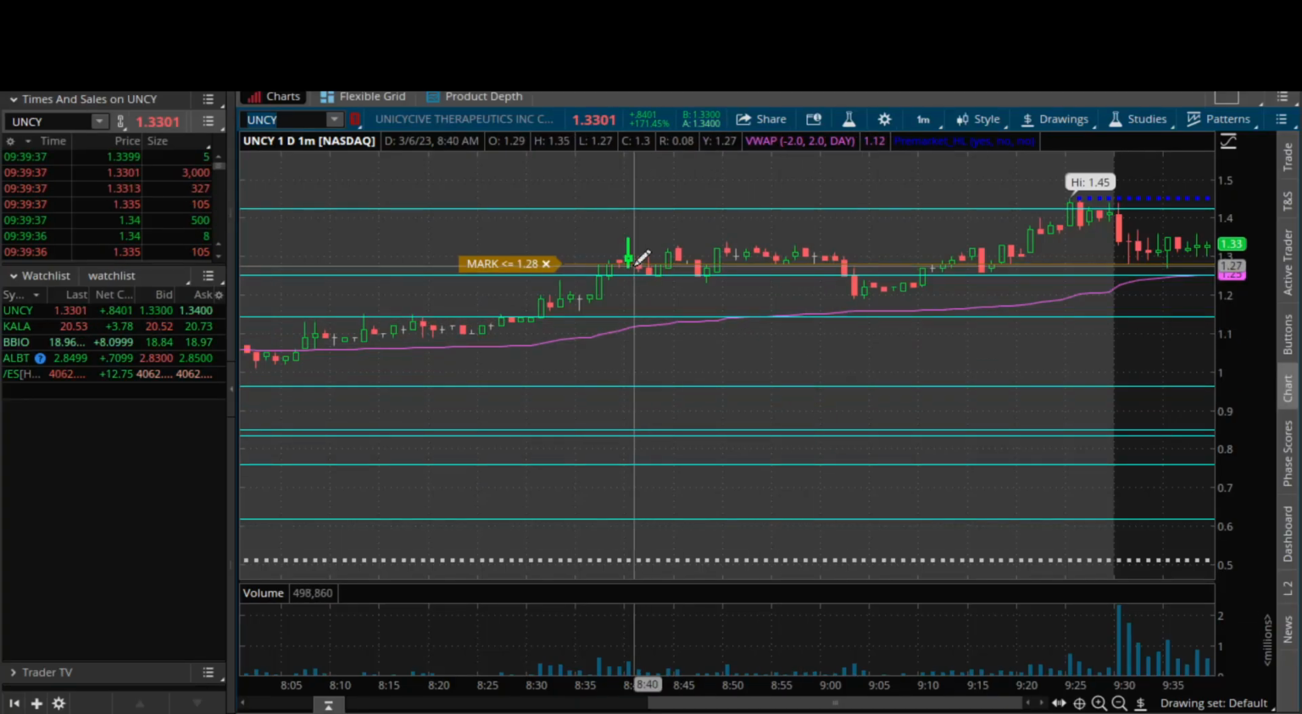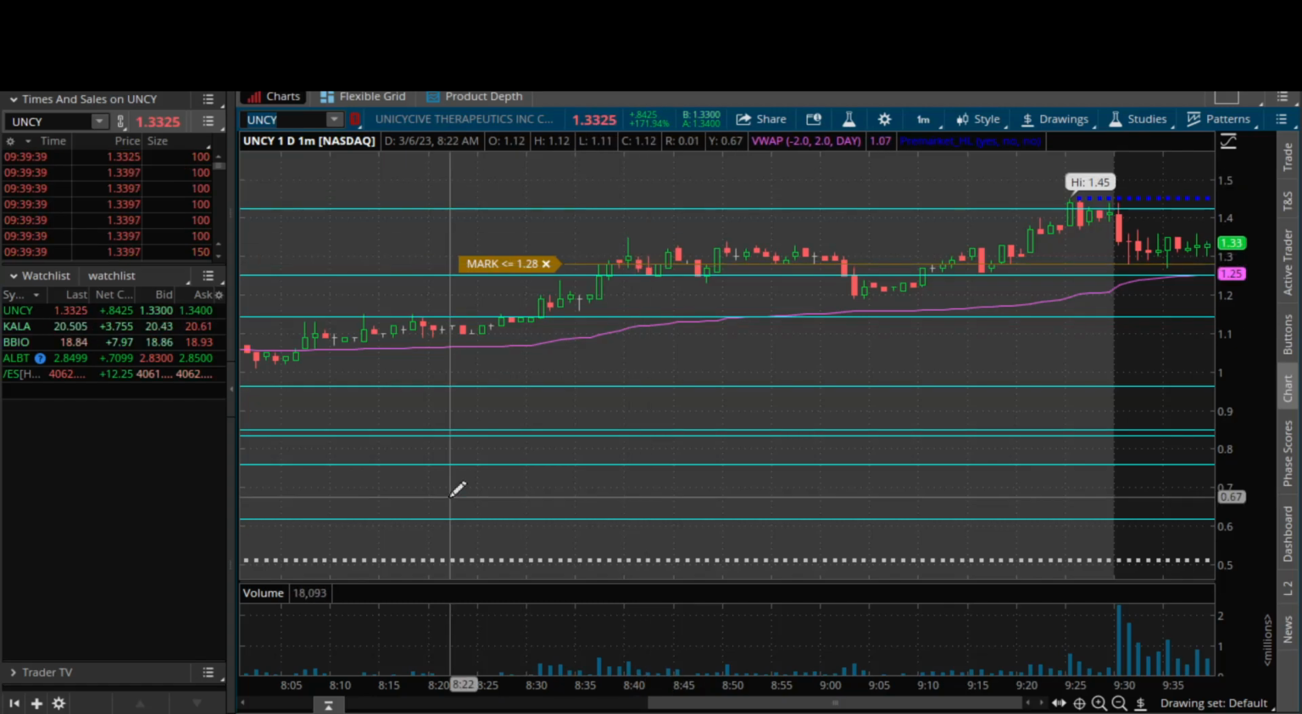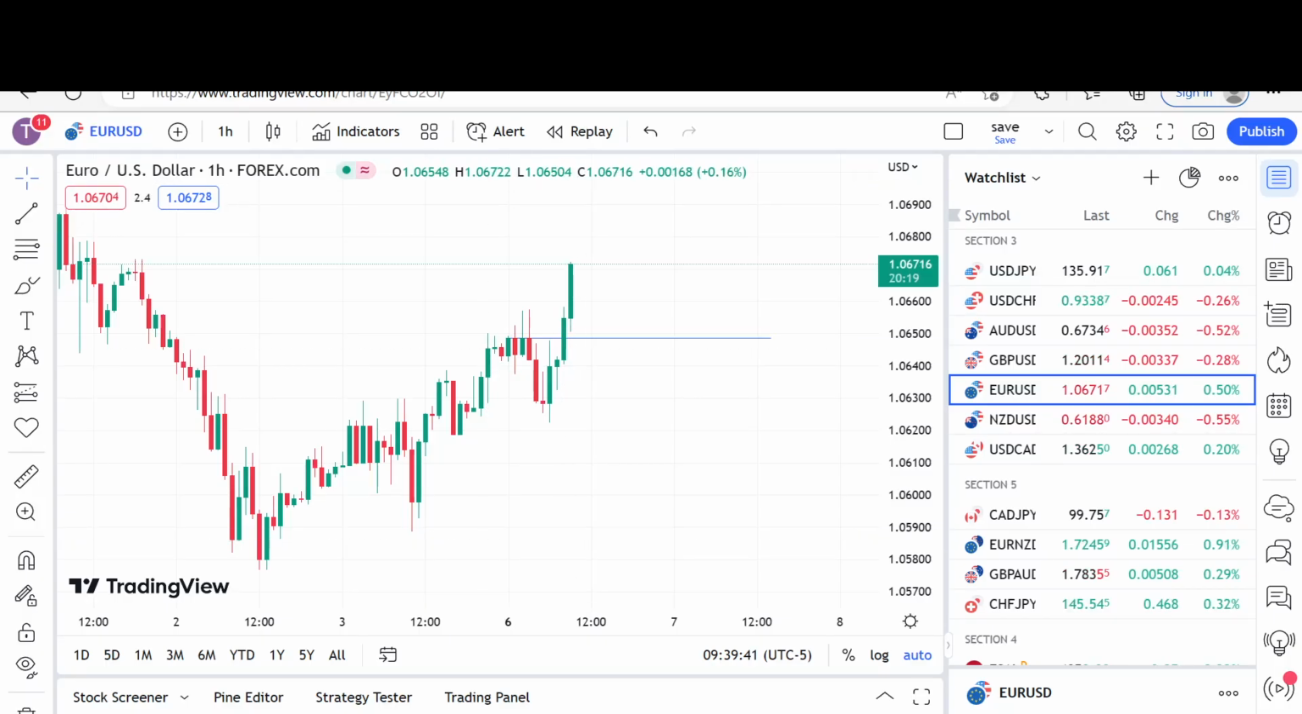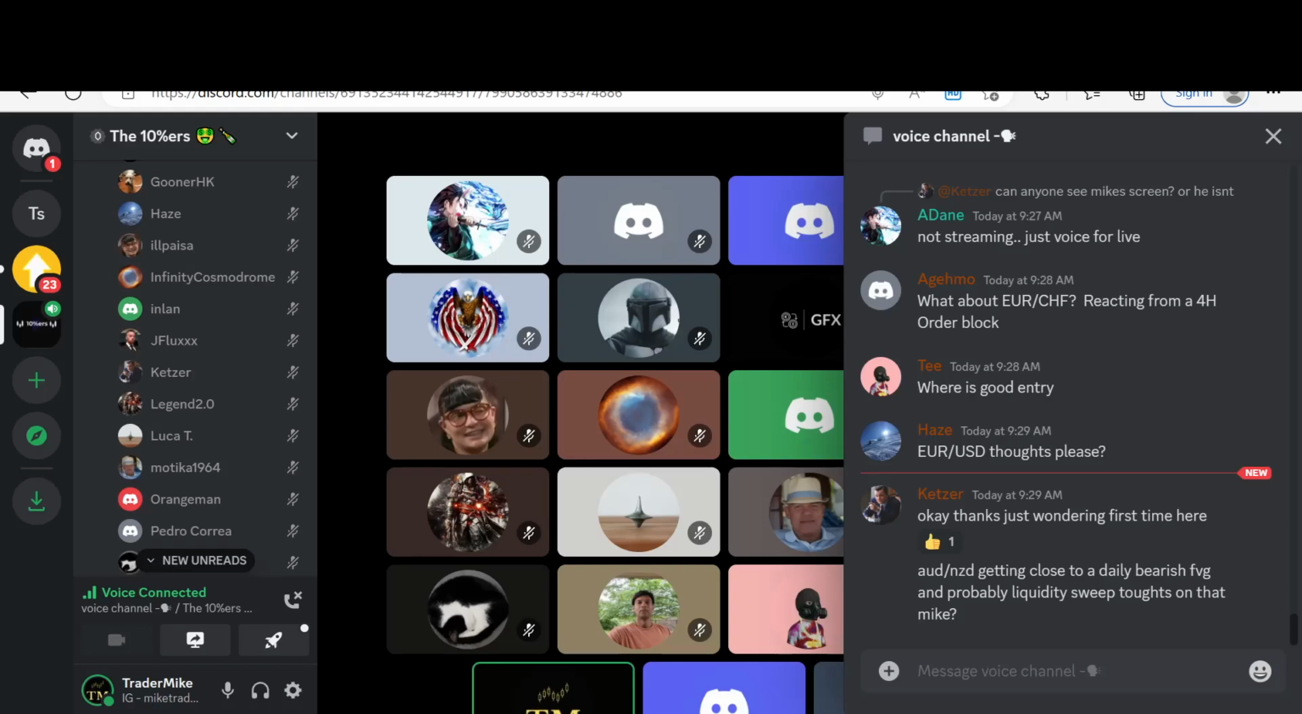All right, UNCY is still chopping around here. We'll give it a little bit more time. Let's see what else we had. AUD/CAD getting close to the bearish fair value gap and probably a liquidity sweep.